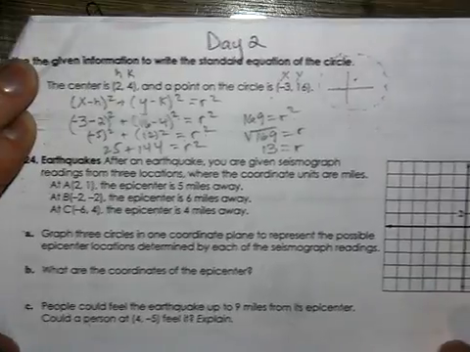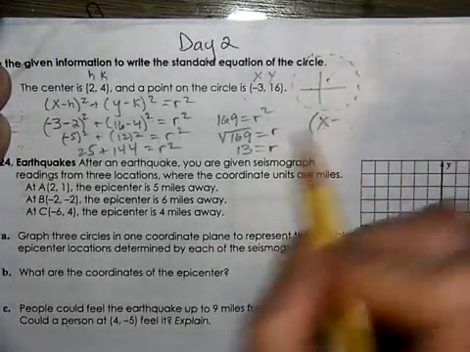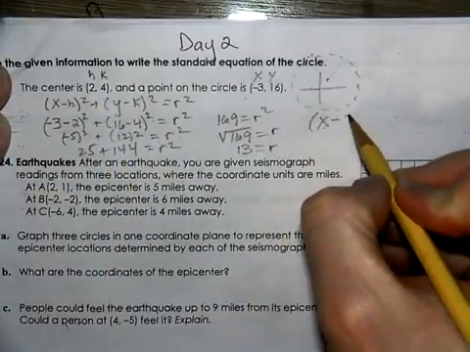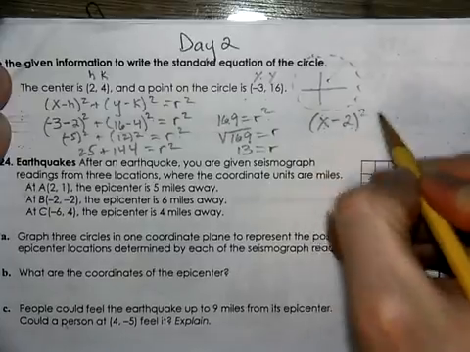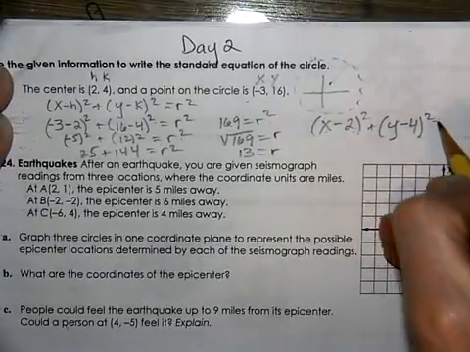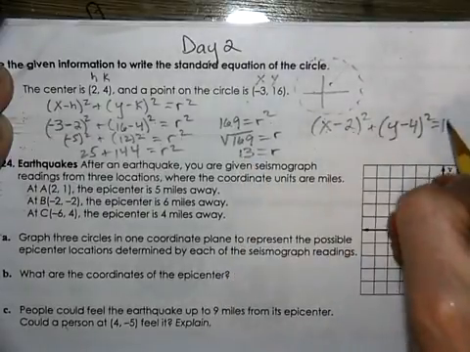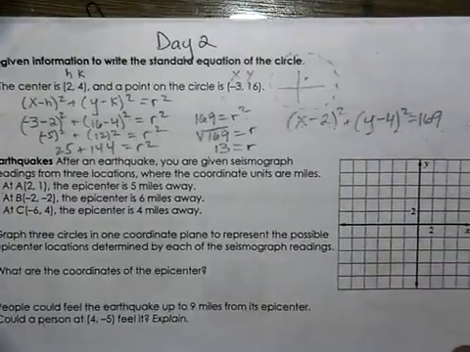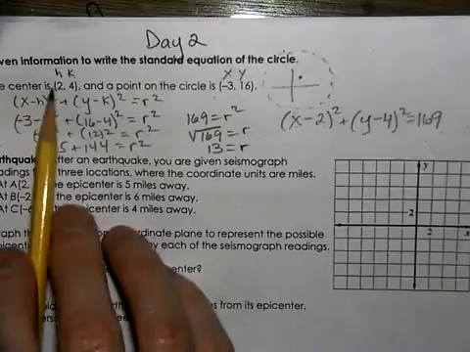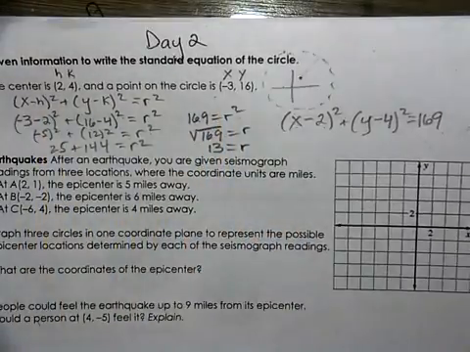So now we're ready to write the equation of our circle. We have x minus, the h value is a positive, so we write x minus 2 squared plus y minus 4 squared equals r squared. So that's 13 squared. So that's 169. That's the equation of the circle that has a center at 2, 4 and another point that we know of at negative 3, 16.